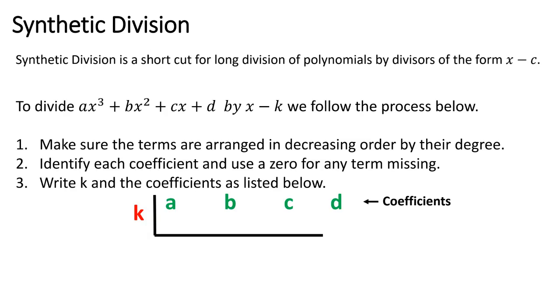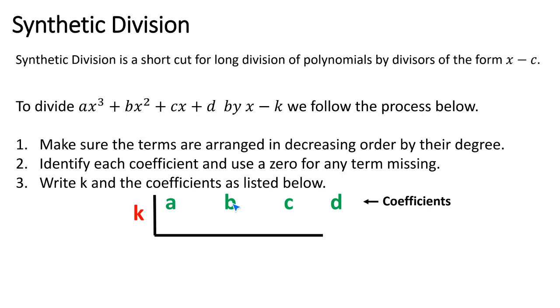So let's look at an example. So here I have a polynomial, and it's being divided by x minus k. So the first step is you still have to arrange your terms in decreasing order. And then you need to identify the coefficients. Remember, the coefficients are the numbers in front of your x's and your constant. Okay. And then we're going to write k on the outside, and then we're going to make this little box around the k and the coefficients.